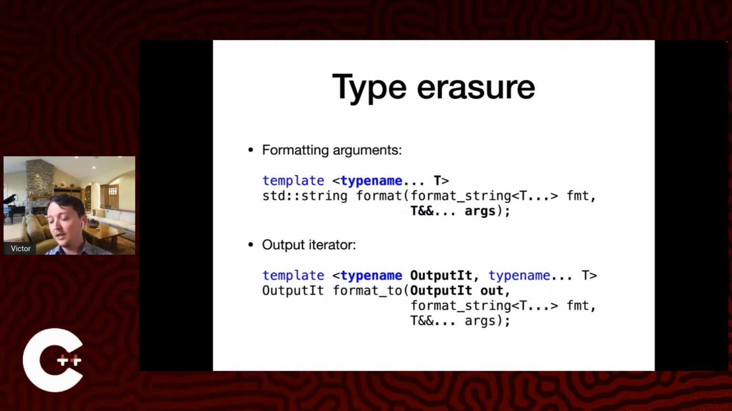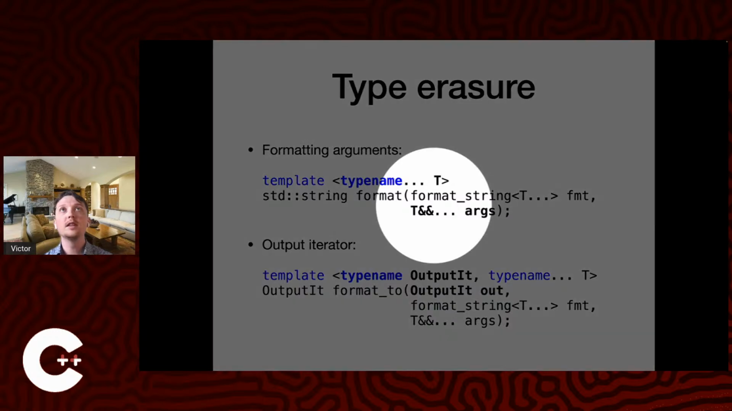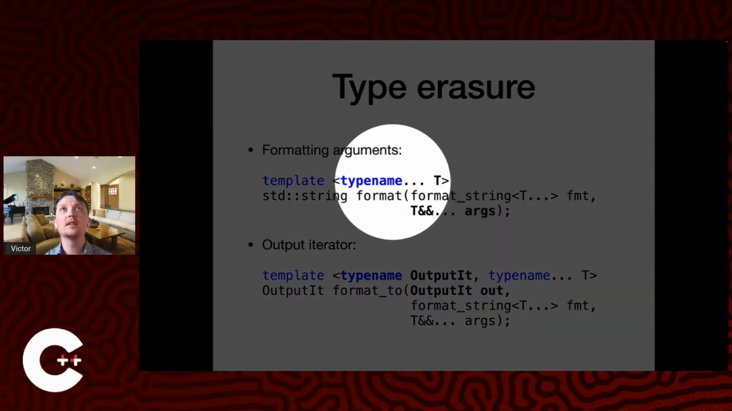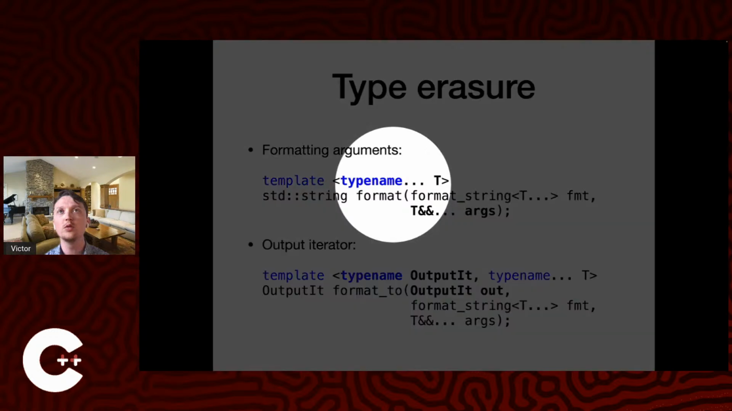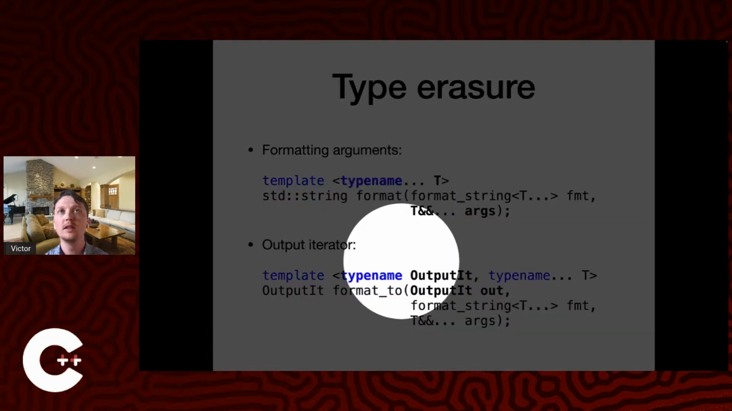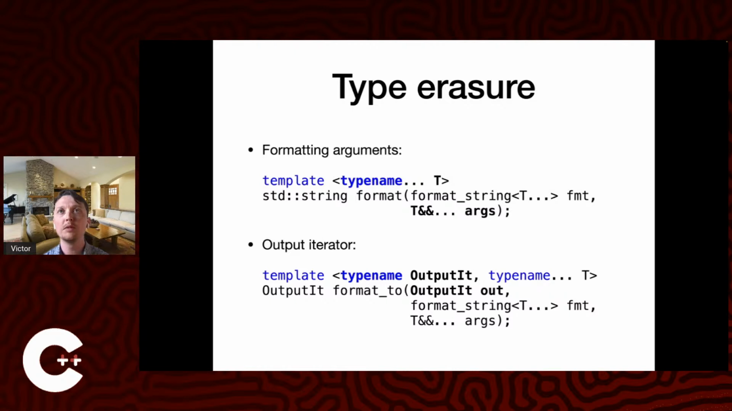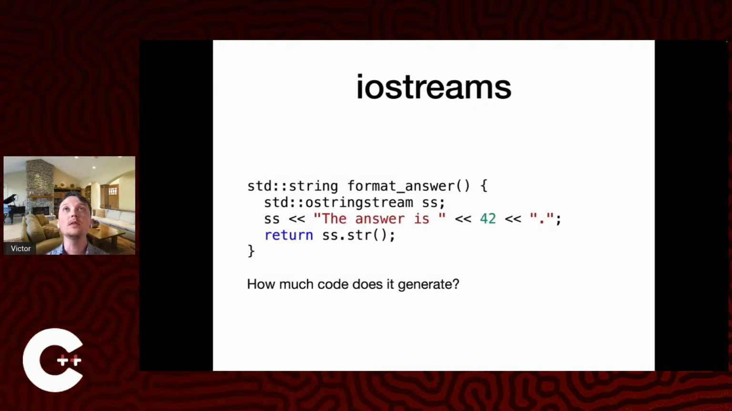So the first one is formatting arguments. We have this nasty parameter pack of arguments. If you're not careful, it can result in many instantiations of the format function. And secondly, we have an output iterator, which is also a template parameter. This is less of a concern, because it's just for format_to, an arguably less widely used function, but still. So fmt applies type erasure in both cases.